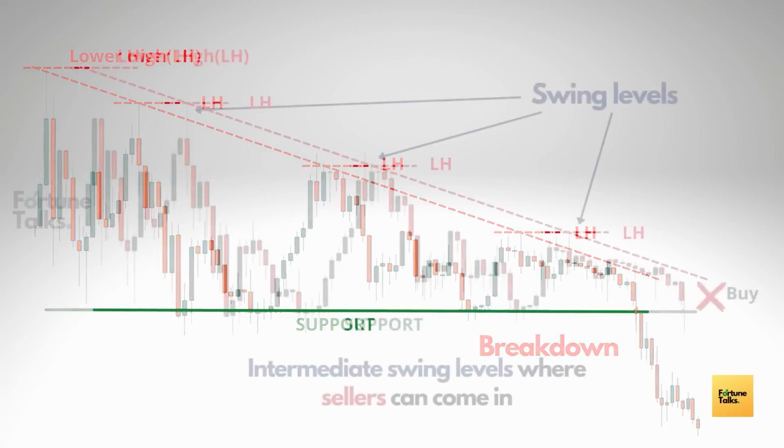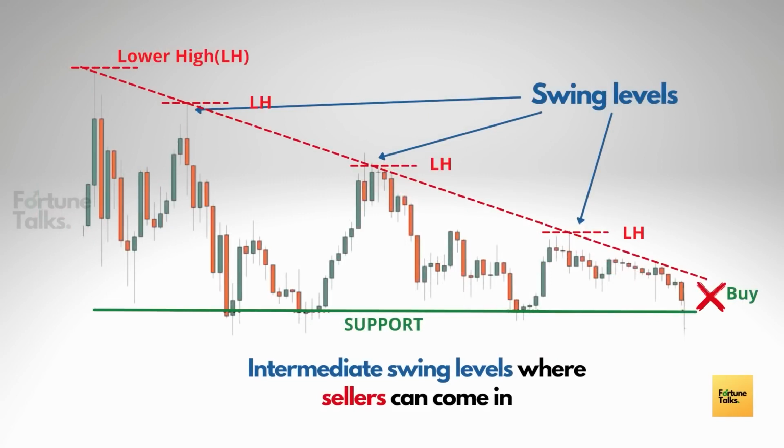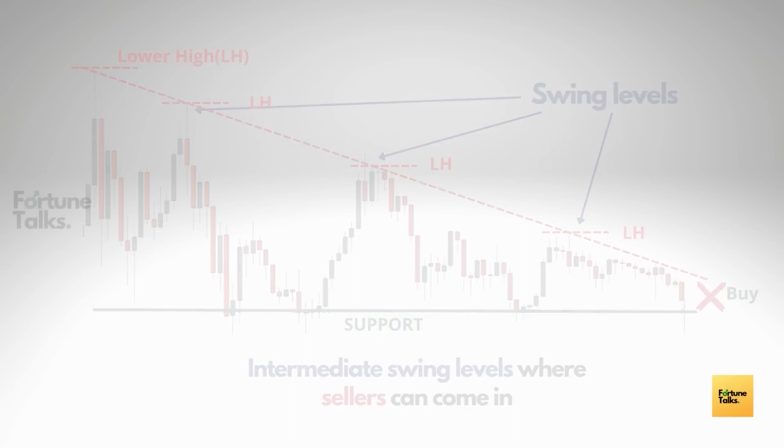And in case you go long, there are swing levels which were formed during the descending triangle formation, where there is a possibility that the sellers can come in, which will in turn result in hitting your stop loss. Now you see the price action is quite interesting, right? One side is getting stronger and stronger while the other side is getting weaker and weaker.